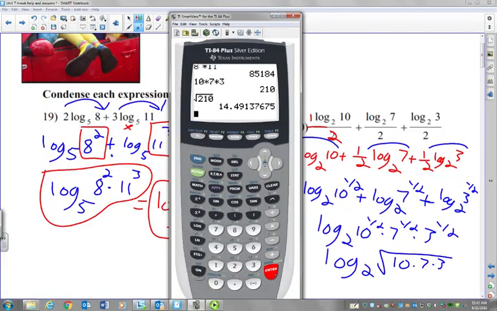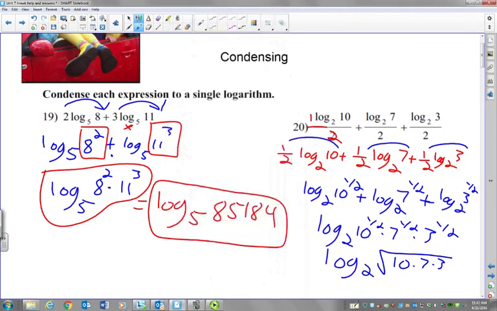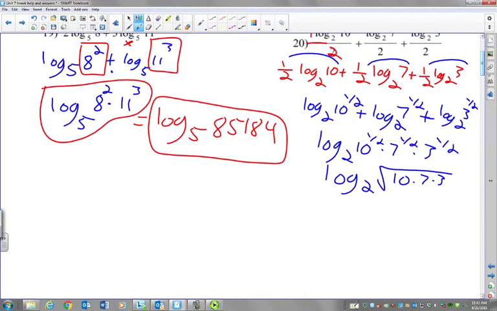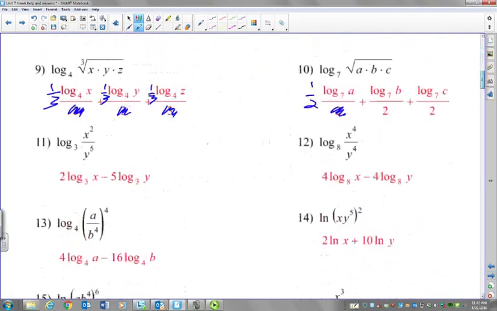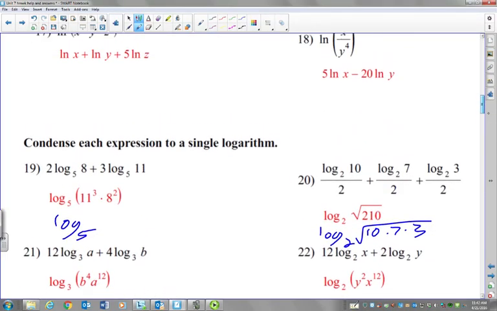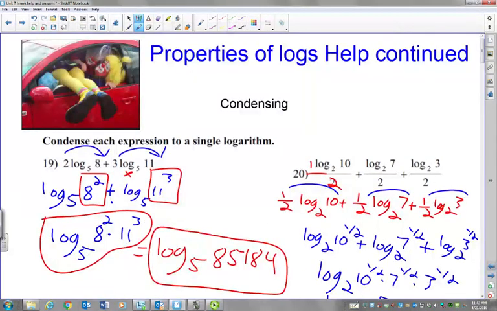Let's see. Yeah, there's not really. So our final answer for number 20 is log base 2 square root of 210. And there's our answer there for number 20, how you do those ones. And we'll just verify our answer there for number 20. Yeah, log base 2 square root of 210.